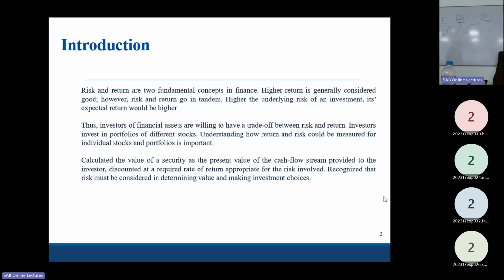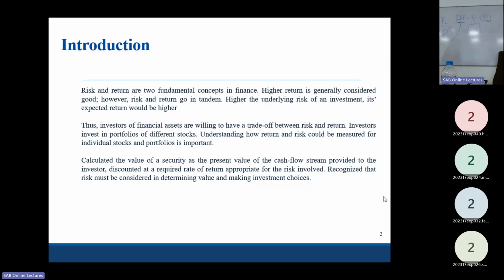The higher the underlying risk of an investment, the higher its expected return, right? So when you look at a higher interest rate for a particular investment or a particular finance company, you should realize it means high risk. So risk is the uncertainty, the possibility of not having the expected thing. So that is the risk.